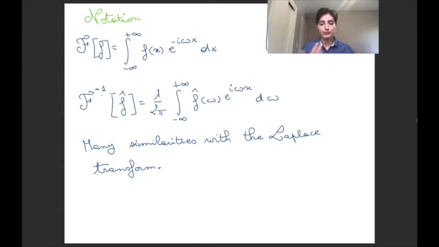As we will go through this topic, you will notice that there is a lot of similarity, at least conceptually, with the Laplace transform. So all the approaches we have developed for the Laplace transform do work for the Fourier transform, with a little bit of care in the translation between the two.